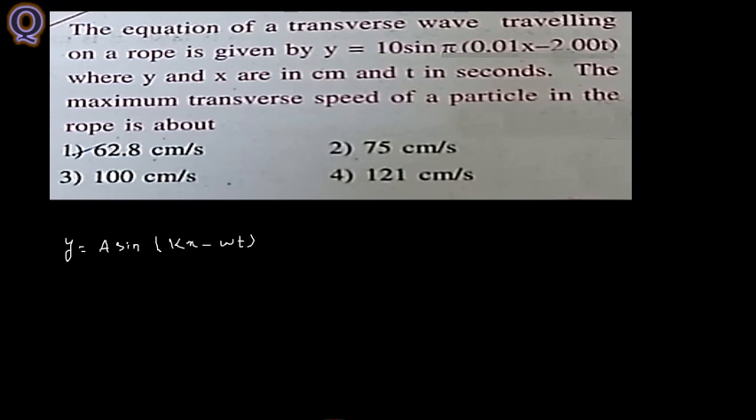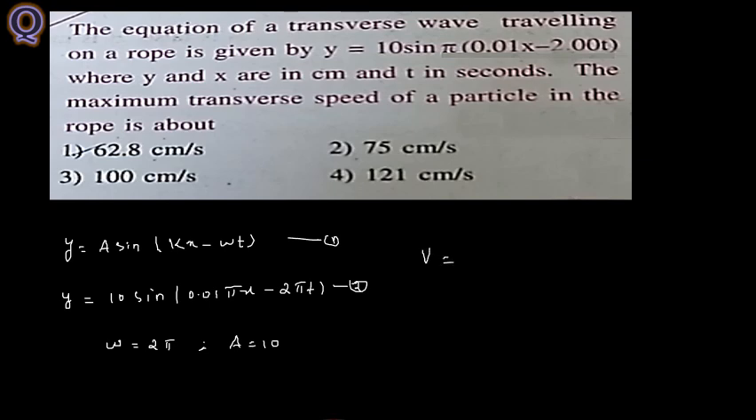According to this, you compare the equation they have given, y equal to 10 sin(pi multiplied inside by 0.01 pi of x, and omega t here is minus 2 pi t). Now in these two equations, comparing the first and second, omega is equal to 2 pi and the a value is 10 here. Now, what they are asking here is speed. V is equal to r omega. In this case, you can mention it as a omega, or even this one r omega.